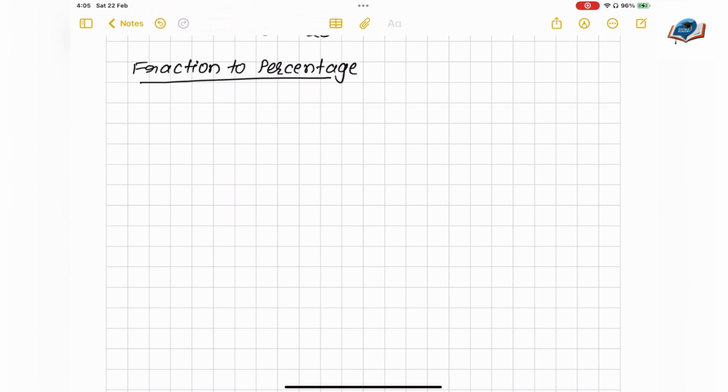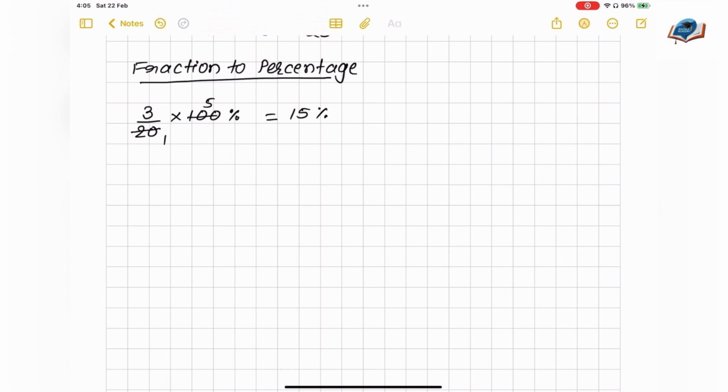Now next is fraction to percentage. Suppose I am given 3 upon 20. Now I want to convert it into percentage. So it's very easy. I just have to multiply it with 100 and put the percentage symbol. So this will be 20 ones are 20, 20 fives are 100. So it becomes 15 percentage.